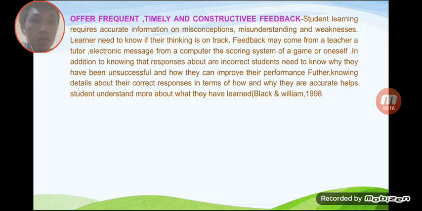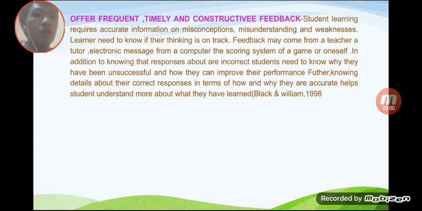And last, offer frequent, timely, and constructive feedback. Student learning requires accurate information on misconceptions, misunderstandings, and weaknesses. Learners need to know if their thinking is on track. Feedback may come from a teacher, a tutor, an electronic message from a computer, the scoring system of a game, or oneself. In addition to knowing that responses are incorrect, students need to know why they have been unsuccessful and how they can improve their performance.